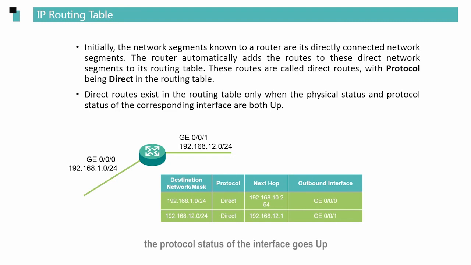interface goes up. Sometimes we need to deactivate an interface temporarily for testing purposes. For example, after we run the shutdown command, the interface goes down, and the direct route on the interface becomes unavailable. When the test is finished, the interface must be re-enabled using the undo shutdown command. Otherwise, the direct route on the interface will remain unavailable.